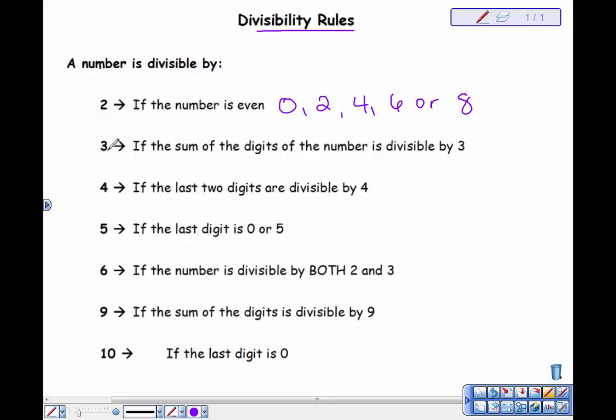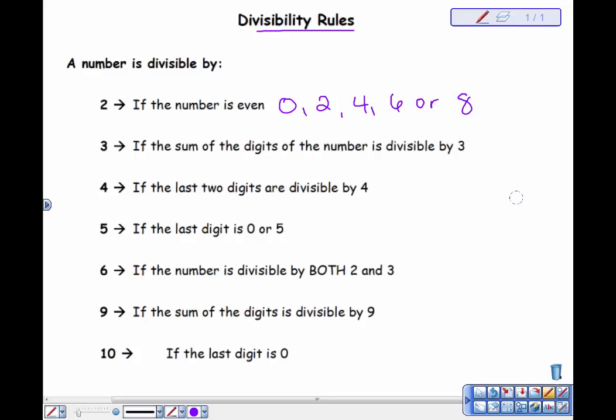Now, it can be divided by 3 if the sum of the digits is divisible by 3. So let's think back to 12. If I think about 12, I want to add the digits together. So I have 1 plus 2. That equals 3. If the sum of the digits can be divisible by 3, then that number can be divisible by 3. Well, I know 3 can be divided by 3, so 12 has to be able to be divided by 3.